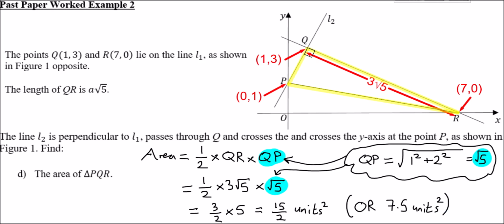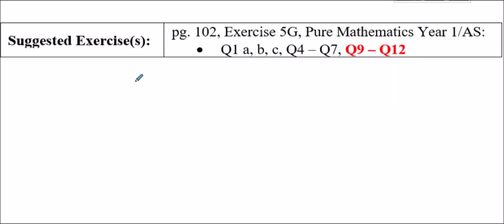So now it's up to you to try for yourself. If you go to page 102, exercise 5G, and try questions 1 A, B, C, questions 4, 5, 6 and 7, and the later ones are put in red because they're a bit more of a challenge, 9, 10, 11 and 12. That should keep you very busy indeed.